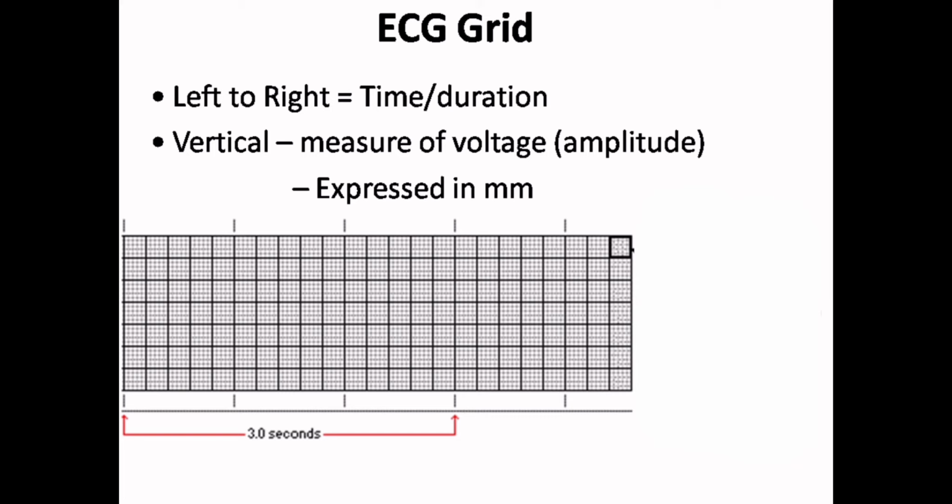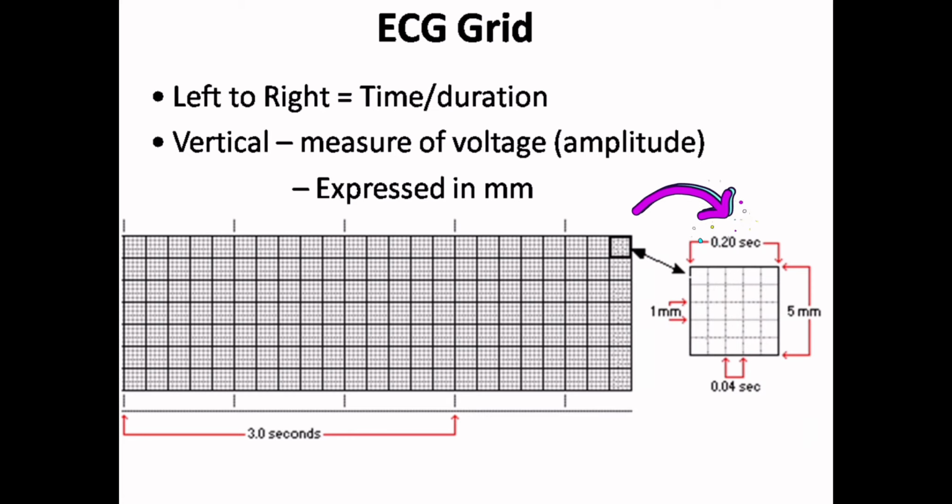Each straight line represents 1 second, which comes after 5 big squares. So one big square is 0.2 seconds, and 5 big squares represent 1 second. One big square is again divided into 5 small squares horizontally as well as vertically.